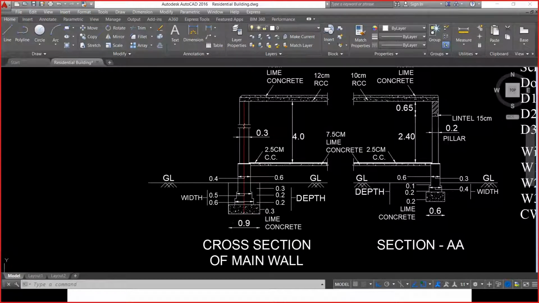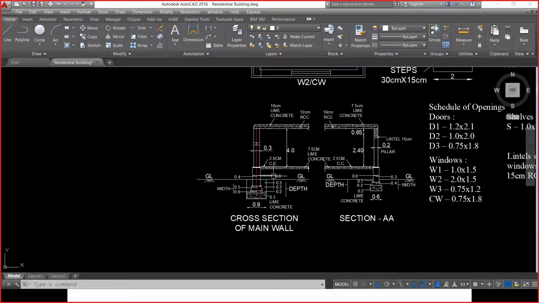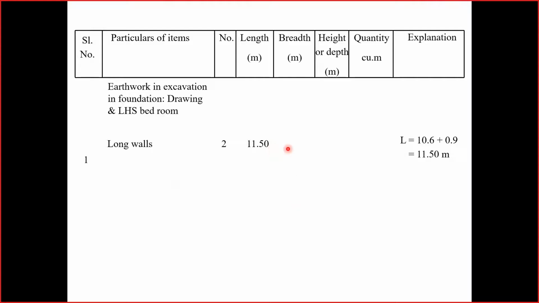So let's consider this. The total length is given as the center to center distance between the walls plus the width of the item divided by 2 on either side. So 0.9 by 2 plus 0.9 by 2 will become 0.9. So the total length is 11.5 meters. Now the width of the item which we are going to calculate: the total width of excavation is 0.9 meters. So input that value here.